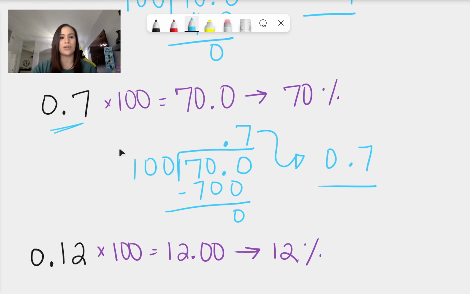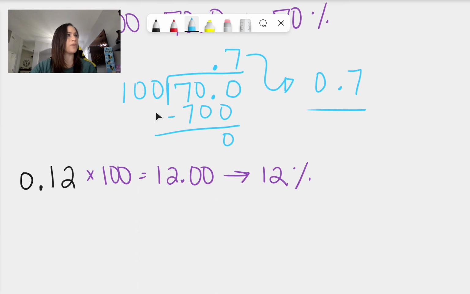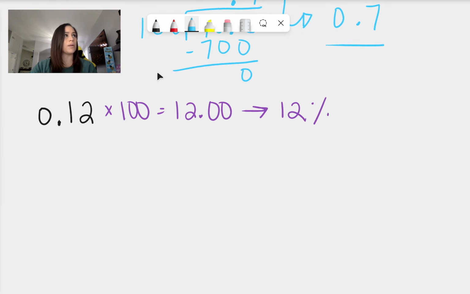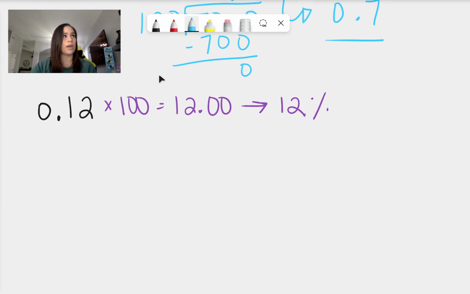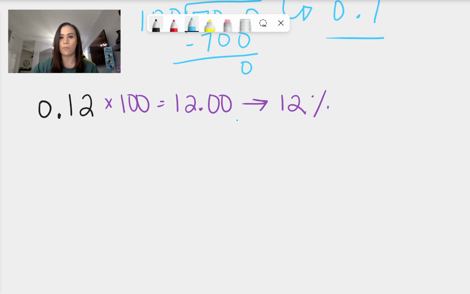So let's go ahead and do the last one that we did previously, which was 0.12. And we changed it to a percent, which became 12%. So simply we're going to do that rule one more time. We have 12 divided by 100. Sorry about my 2 there. So 100 does not go into 12, which means we do need to add in a 0. We're going to bring our decimal place up.